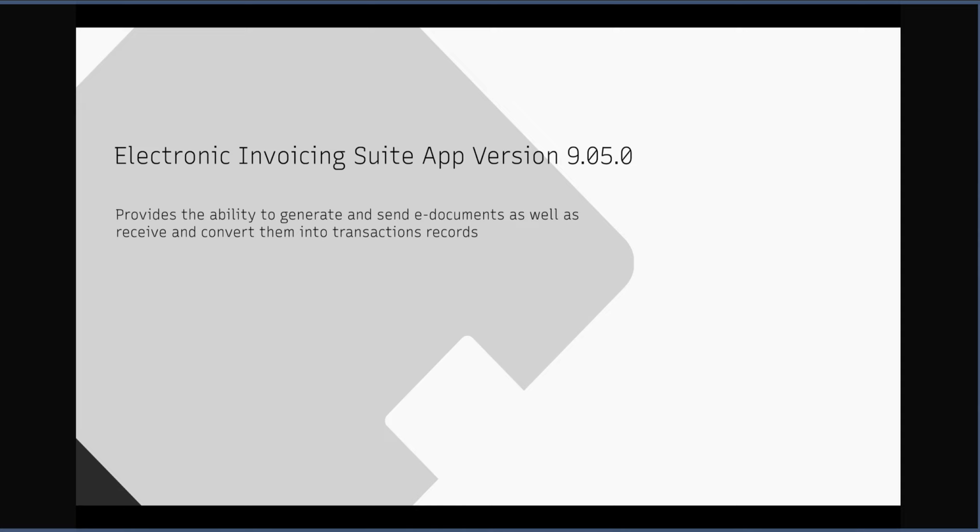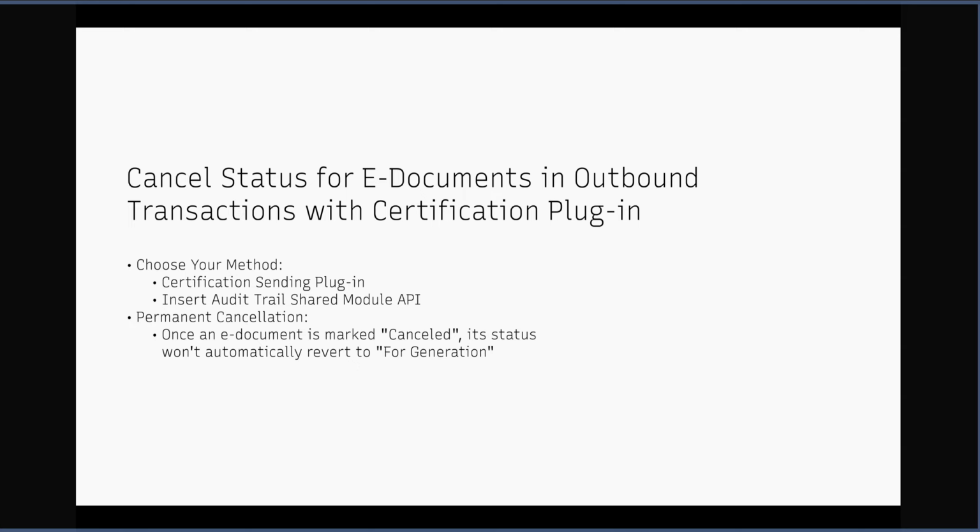We just have to choose the method. Certification sending plugin: it utilizes the existing functionality within the plugin to set the e-document status to cancelled. Insert audit trail shade module API for more programmatic control. Let's use this insert audit trail API to initiate the cancellation within the shade module. Also, we have permanent cancellation. Once an e-document is marked as cancelled, its status won't automatically revert to for generation, even if you edit the transaction record. This ensures a clear audit trail and prevents accidental resubmission.